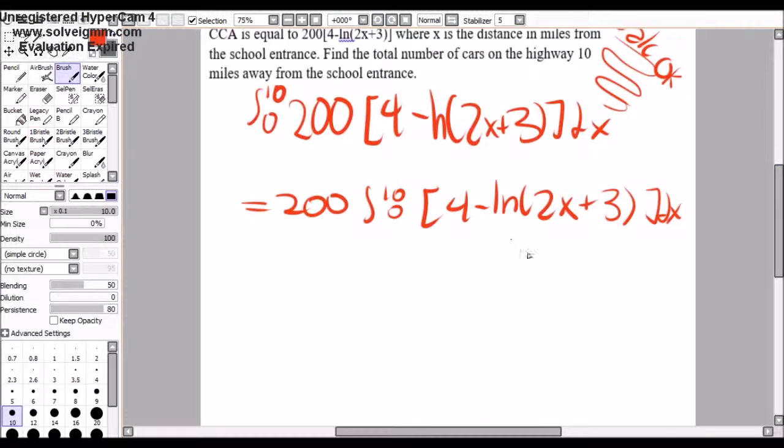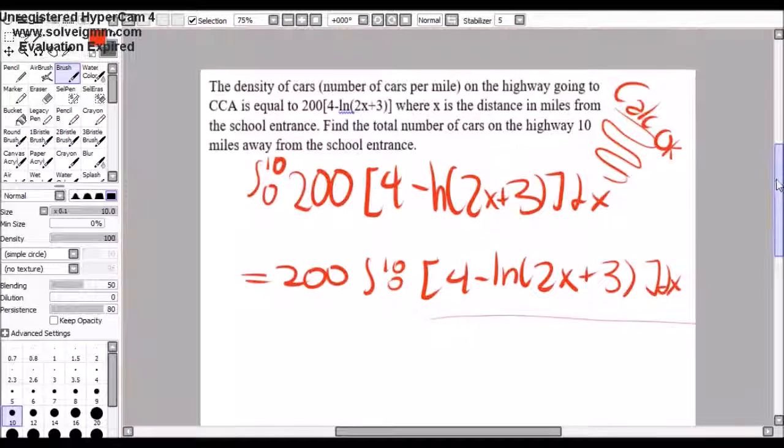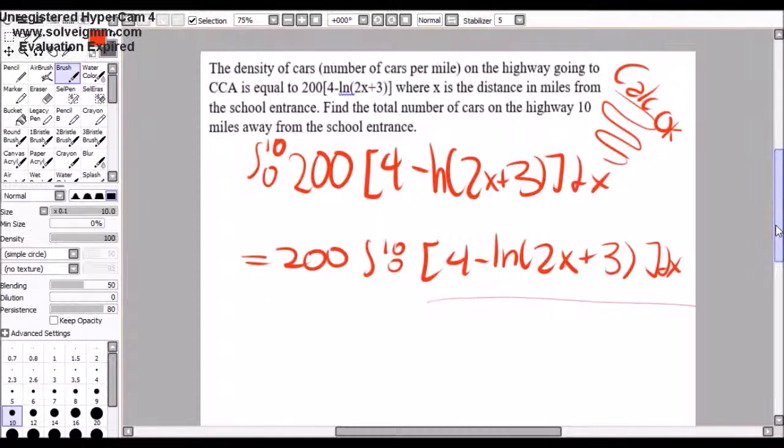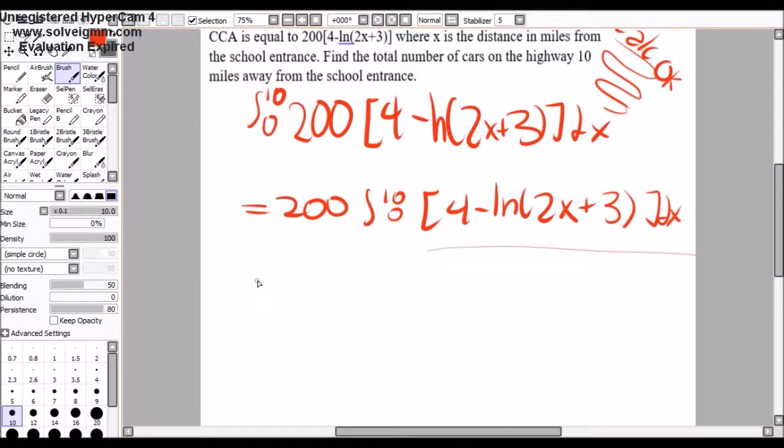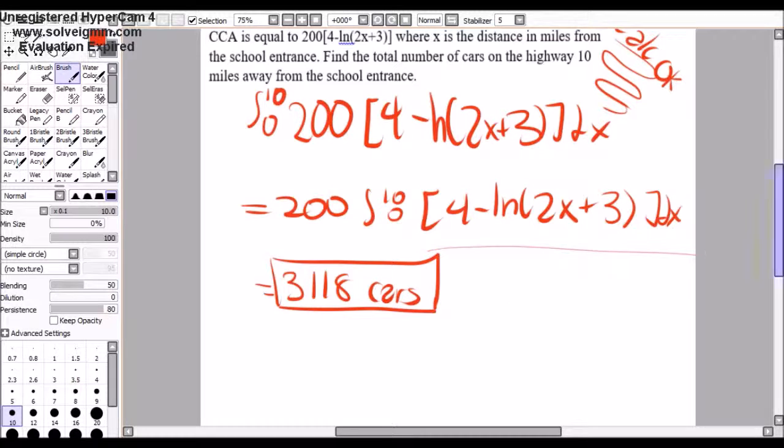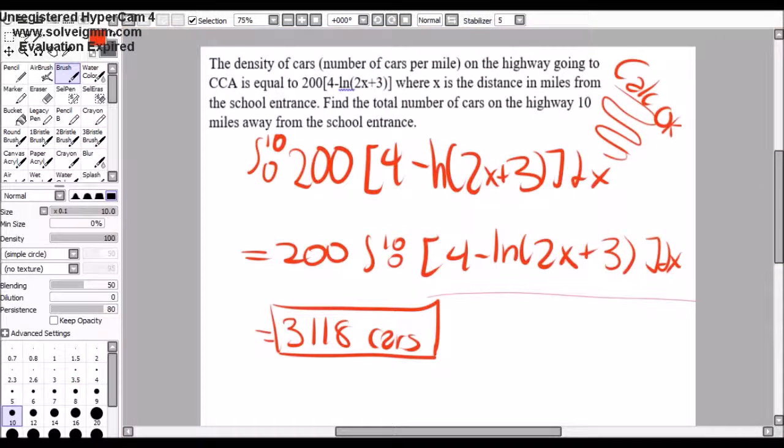And then we look into this, and now we need to take the antiderivative of this part right here. But we don't know how to take the antiderivative of ln yet, so we'll have to use our calculator. And as I wrote up here, it is calculator OK. So we just punch this directly into our calculator, and we get an answer of roughly 3,118 cars. So this is a pretty simple question since I allowed calculator usage, but if there was no calculator, this would be pretty difficult.